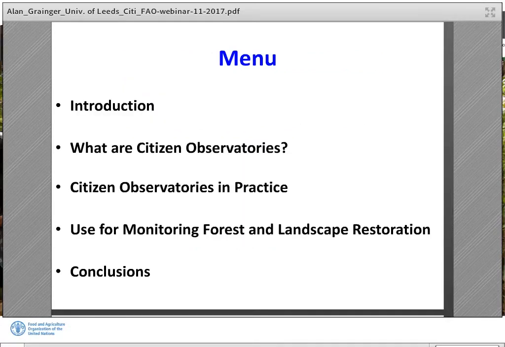In this talk, I'll look at key features of citizen observatories, how they work in practice, and how they can be used to monitor forest and landscape restoration.